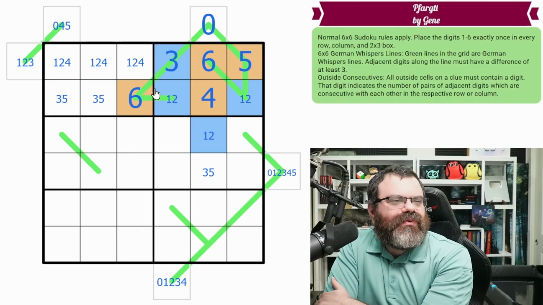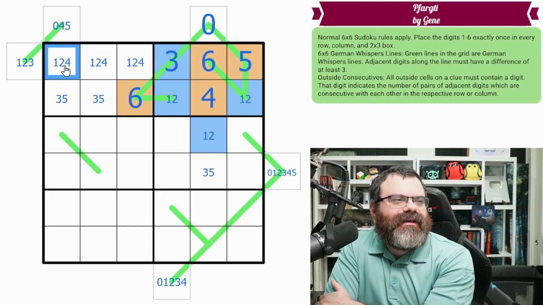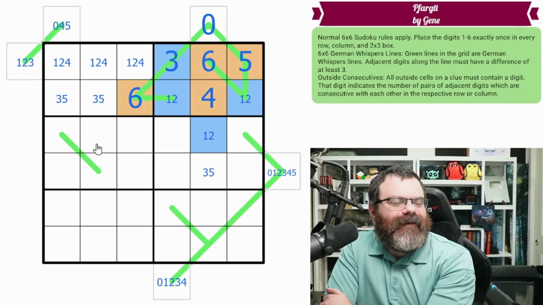Is it possible to do 2? This and then one more pair? Yeah, I could do like a 1, 2 pair here with a 4. I could do 1, 2, 4. Yeah, that would work. Huh.